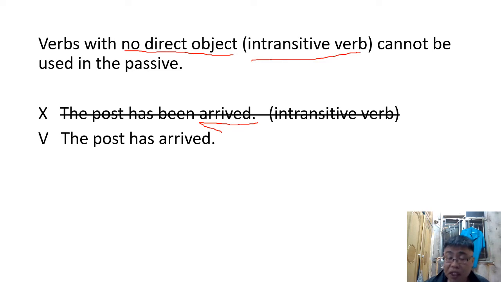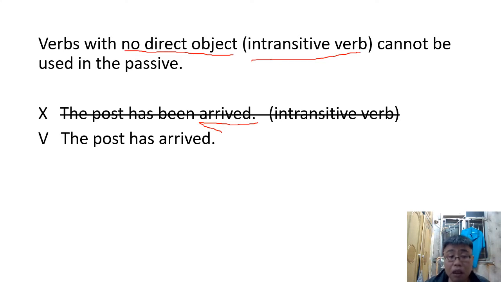You will never see a sentence like he will arrive the station. You can only see a sentence like he will arrive at the station. You may wonder why we put at before station, because arrive is an intransitive verb. And remember, if the verb is intransitive, you cannot use the passive voice.